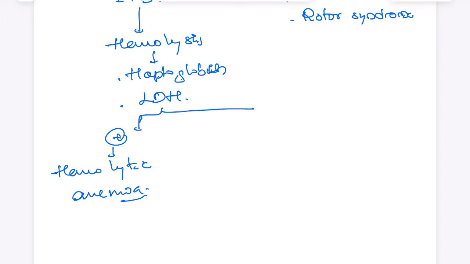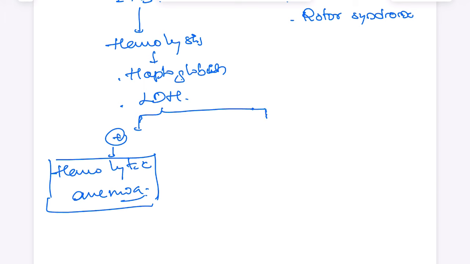Hemolytic anemia has many causes. It could be because of enzyme deficiency like G6PD deficiency, PK deficiency, or it could be because of membrane defects, spherocytosis, elliptocytosis, or sickle cell disease. Many things, drugs, autoimmune mechanisms. So many conditions are there, so you have to work up for hemolytic anemia.